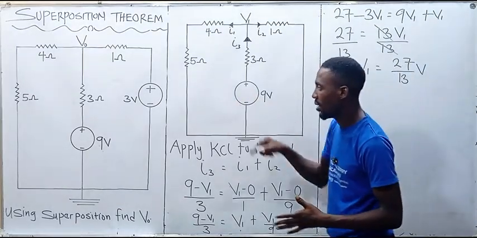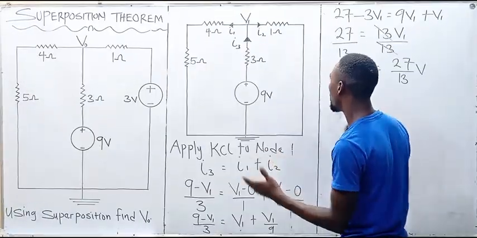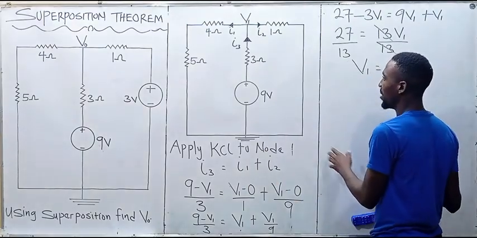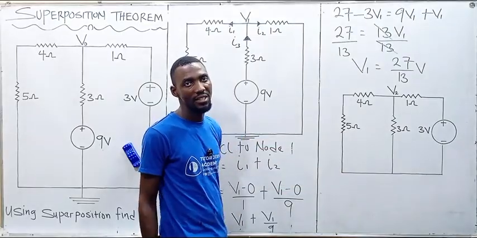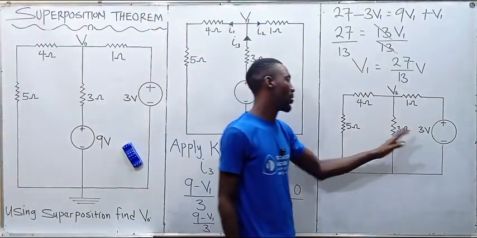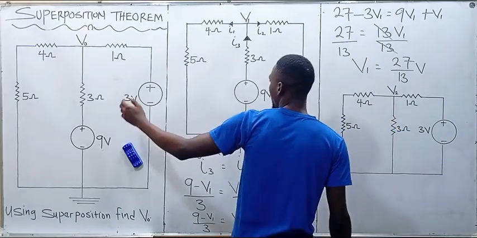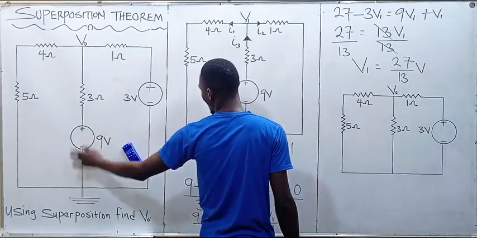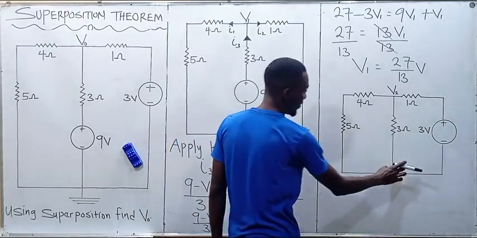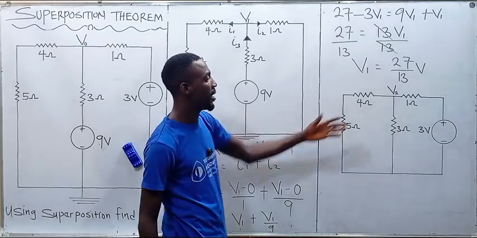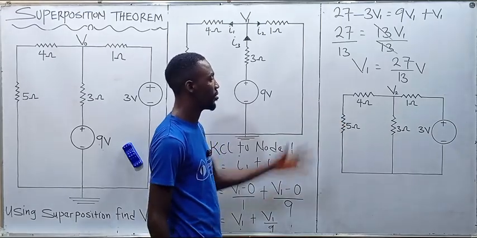3 volts now. And when we consider 3 volts, I'm going to draw our diagram again. And so you can see the diagram now. When we consider 3 volts only, we have switched off 9 volts. So we apply a short circuit there. You can see a straight line. So we are going to solve this now.